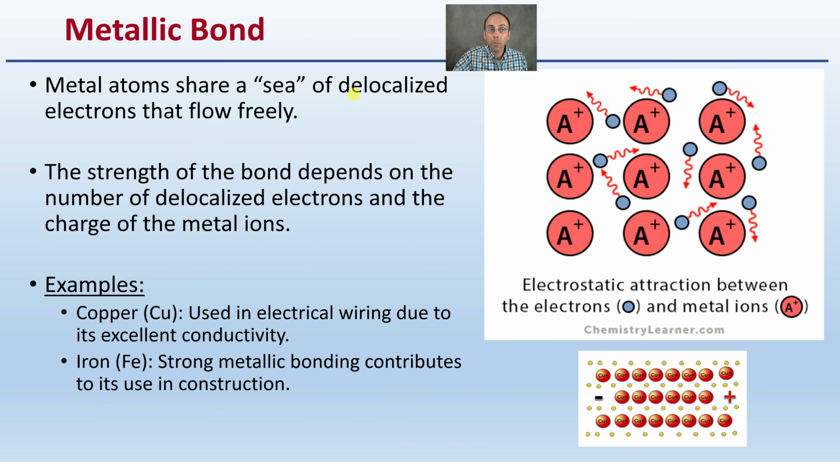And then lastly, we've got a metallic bond, which is where metal ions share a sea of delocalized electrons that flow freely. They're basically able to move throughout there. The strength of the bond depends on the number of delocalized electrons and the charge of the metal ions. Copper, Cu, is used in electrical wiring due to its excellent electroconductivity. Iron has strong metallic bonding, contributing to its use in construction.